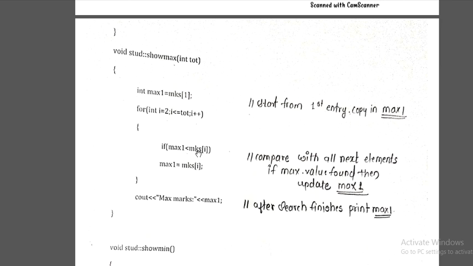So for every next element we have to compare it, and if we find that our max variable is less than the next element, then we have to update our max, because the next element is larger than this max variable. So now the max will contain that current element. In this way, once we have finished our search and the whole array is finished, we have to print whatever the max is updated to. So we'll print the max element.